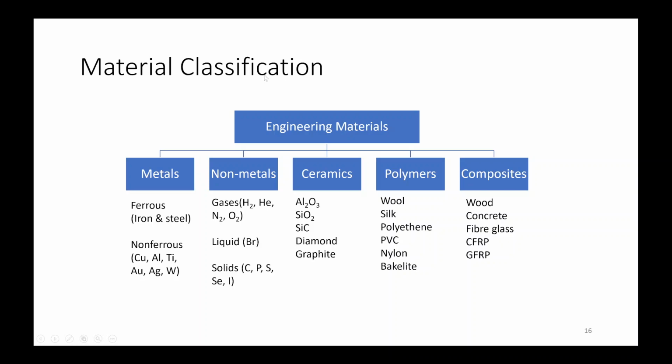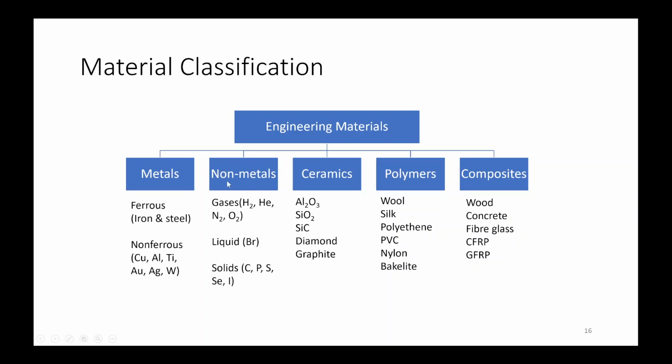Now material classification. Engineering materials are classified as metals, ceramics, polymers and composites. They can also be non-metals separately. In case of metals, there will be ferrous and non-ferrous metals. Ferrous will consist of iron, so there will be cast irons, steels or some other iron alloys. In case of non-ferrous, there will be copper, aluminium, titanium and all remaining metals and their alloys.